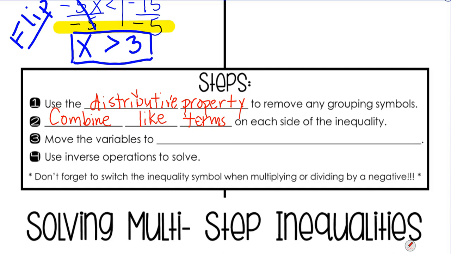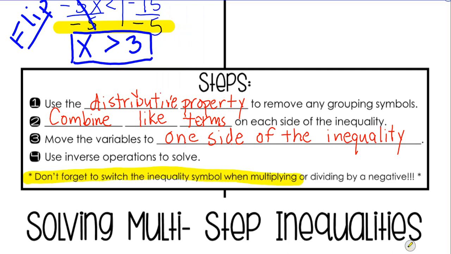Okay, and then if I have variables on both sides, I'm going to move the variables to one side of the equation. I don't want to have them on both. That's what we're going to look at for the next part of the notes. Okay? And then number 4 is just solve it using inverse operations to solve the two-step inequality. And then very important, don't forget to switch the inequality symbol when you're multiplying or dividing by a negative, just like the number 3 that we just did. Okay, so we're going to move back up in our notes now so that we can solve the more difficult ones that have variables on both sides.